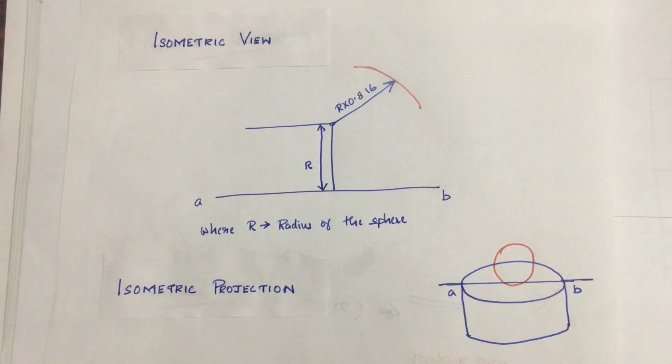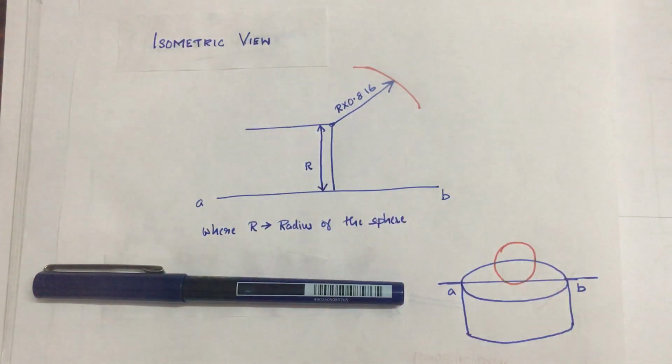Here you can see the isometric view of a sphere. If this is a figure and on the top of a cylinder you are planning to place a sphere, how are we going to draw it in the case of isometric view? If you are asked to draw the isometric view of a sphere that is placed centrally over a cylinder, from this central line you can see an AB line. This AB line represents the central line of the cylinder that you have placed below the sphere.